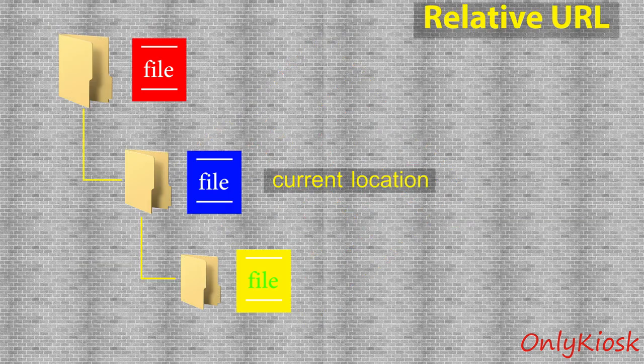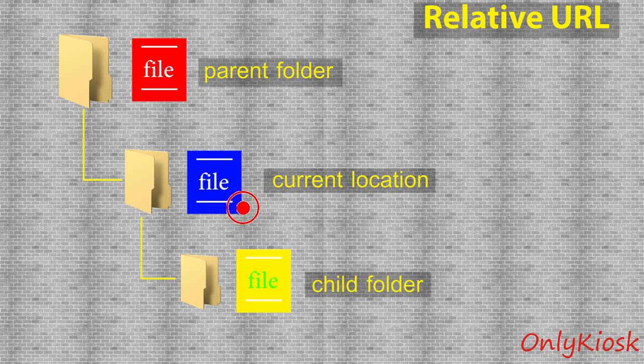For example, we are currently at the blue file. The red file is in the parent folder of the blue file's current location. The yellow file is in the child folder of the blue file's current location.